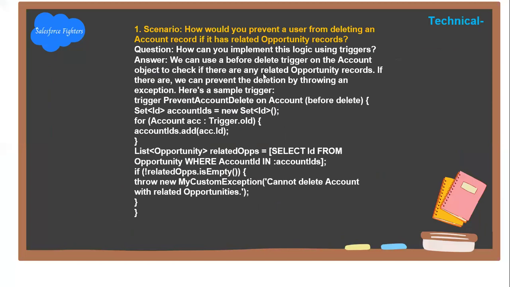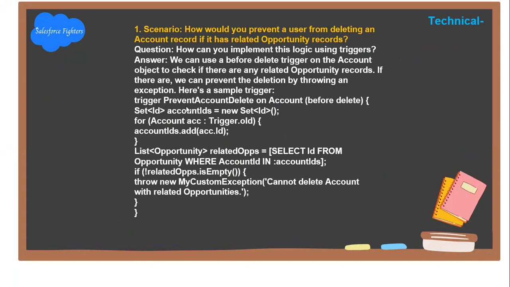First question: how would you prevent users from deleting account records if they have related opportunity records? How can you implement this logic using triggers? We can use a before delete trigger on the Account object to check if there are any related opportunity records. If there are, we can prevent the deletion by throwing an exception.